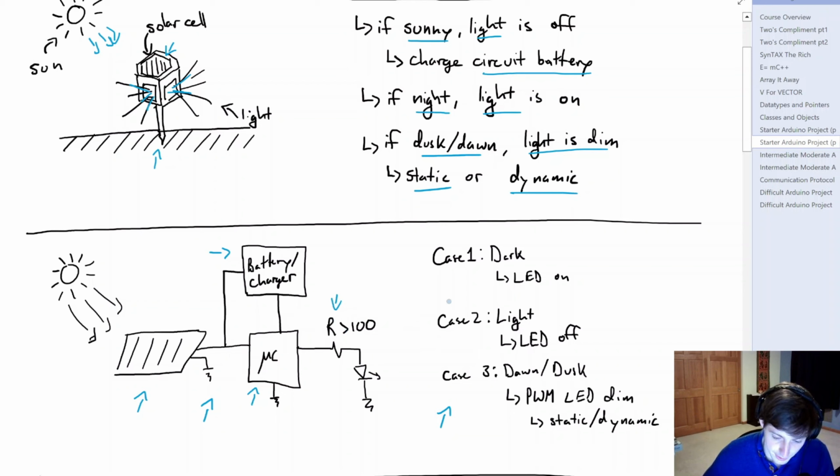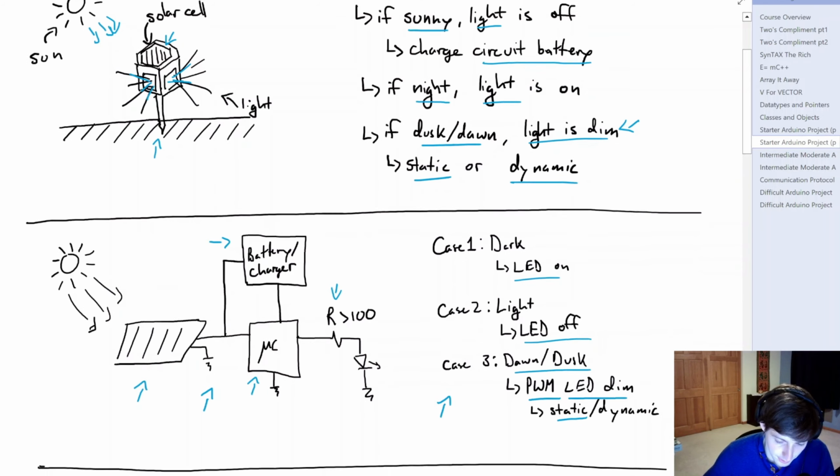Now coding wise, we have three cases to consider. If it's dark, the LED is on. If it's light, the LED is off. And then dawn or dusk, we know that we need to dim that LED. And in the last video, we learned how we can dim an LED using the pulse width modulation concept, or PWM. And I think just for this starter project, let's keep that static.